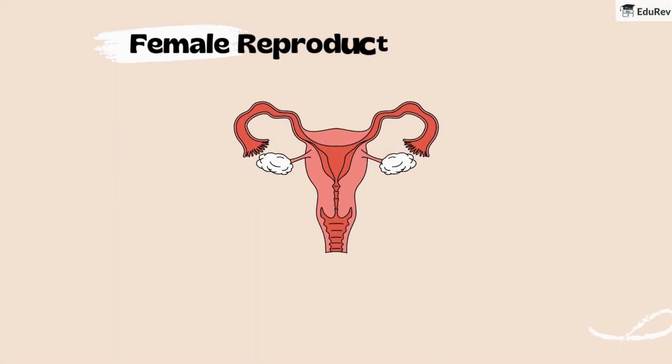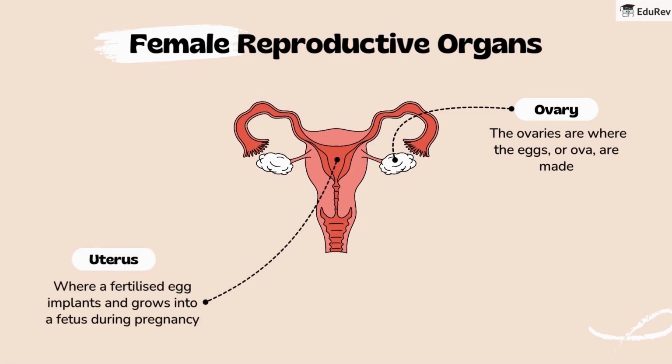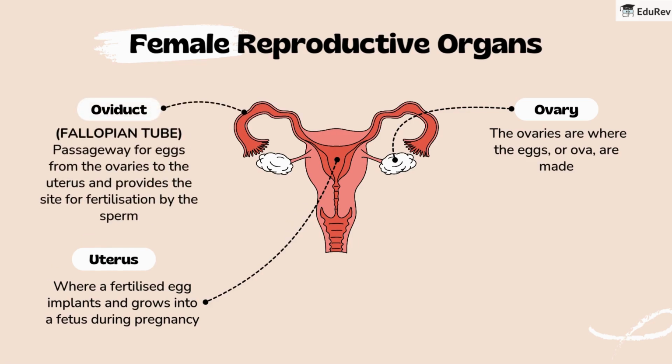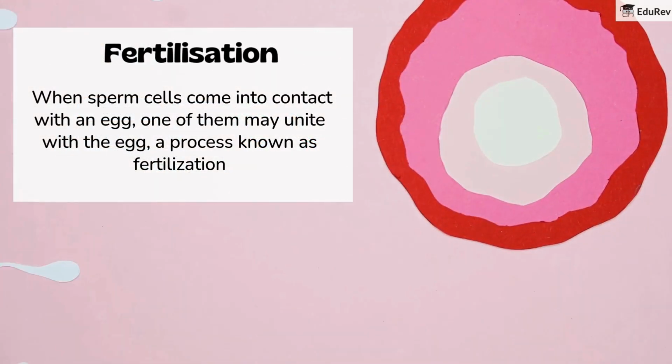Now, let's see how females are designed for this process. They have something called the ovaries, where the eggs, or ova, are made. The uterus is where a fertilized egg implants and grows into a fetus during pregnancy. The oviduct, or fallopian tube, is a passageway for eggs from the ovaries to the uterus and provides the site for fertilization by the sperm.